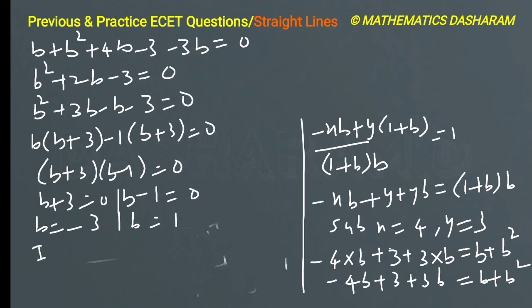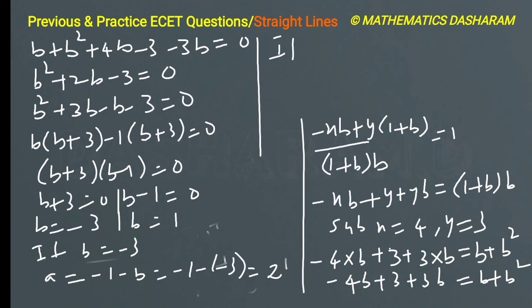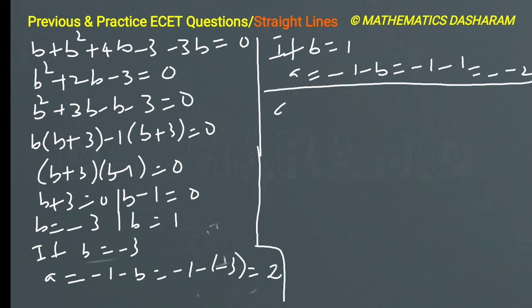First one, if b equals minus 3, then what is the a value? Minus 1 minus b, so minus 1 minus of minus 3, so that is 2. Next, if b equals 1, then a equals minus 1 minus b, so minus 1 minus 1, so it is equals to minus 2. So in the first case, a equals 2, b equals minus 3.